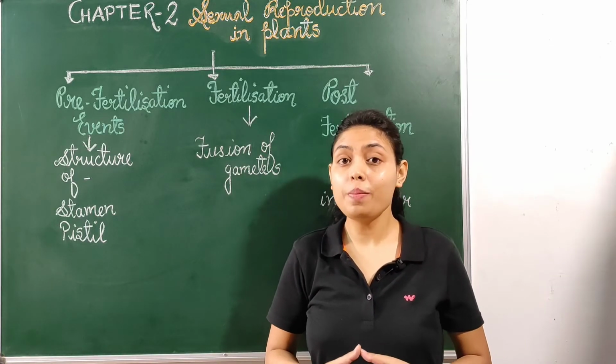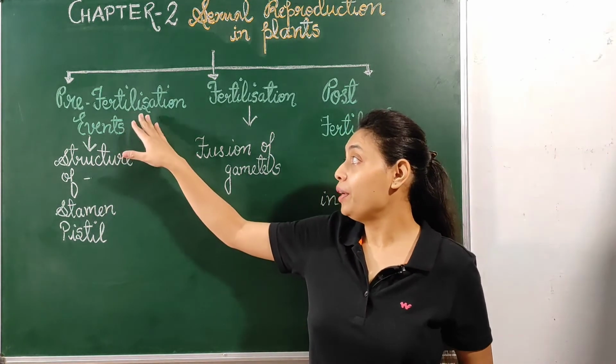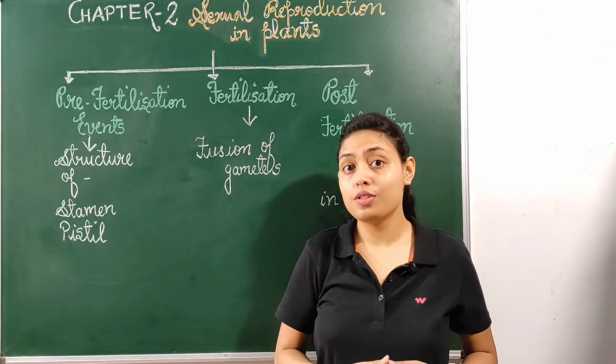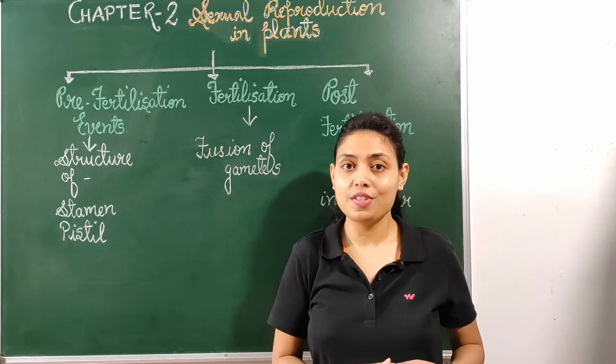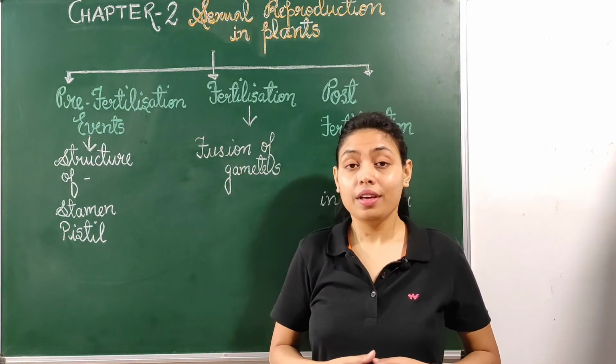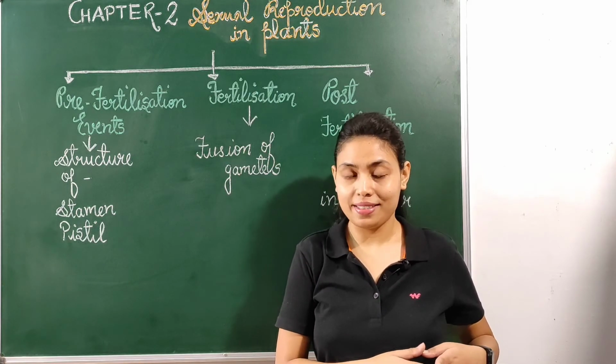Students, there are three main topics that we will be covering in this chapter. Pre-fertilization events. In this topic, we will study about the structure of stamen and pistil in detail. Second topic is fertilization. Here we will see how male and female gamete fuse.